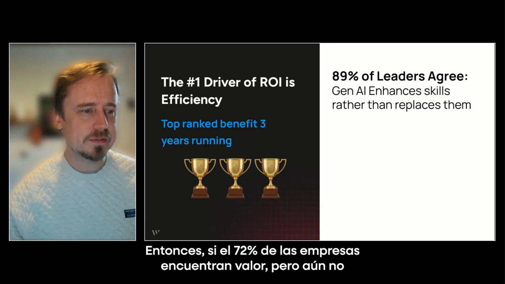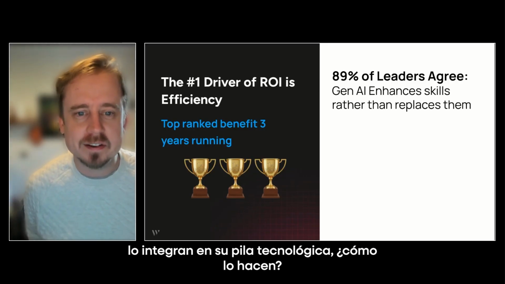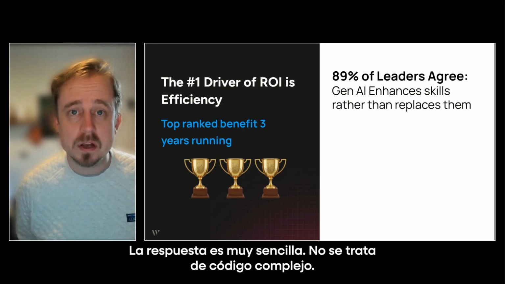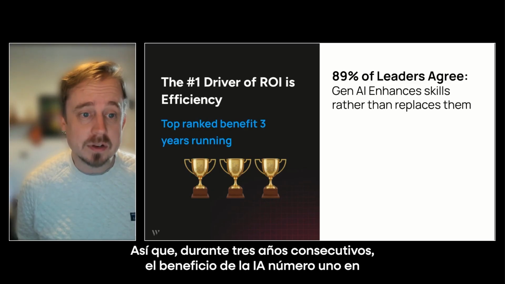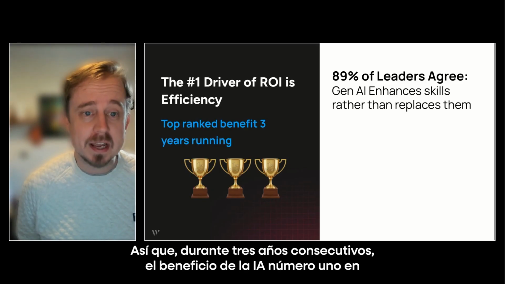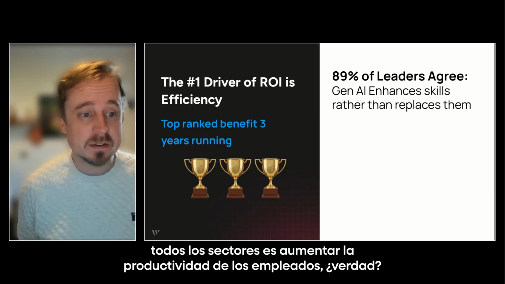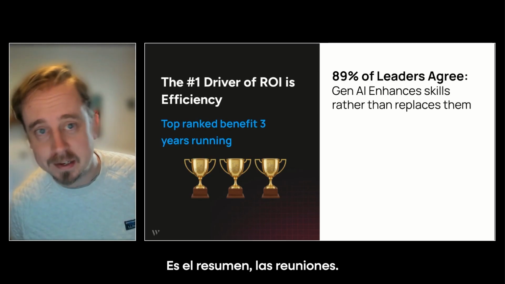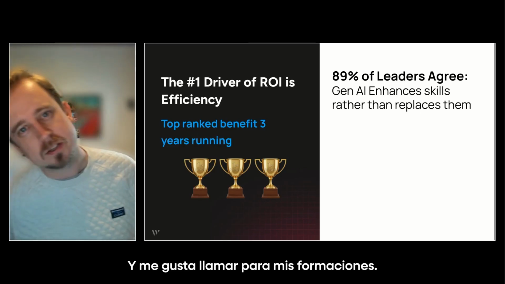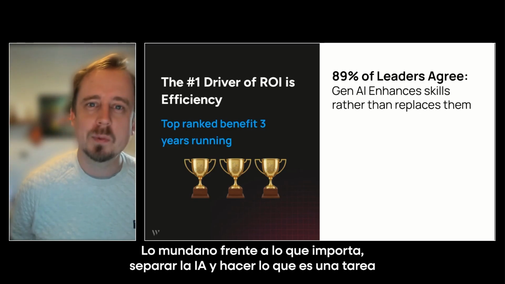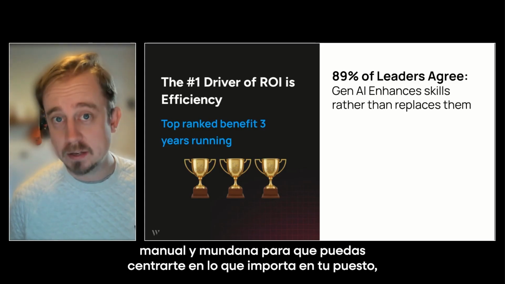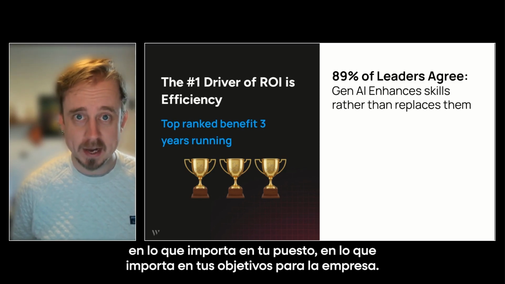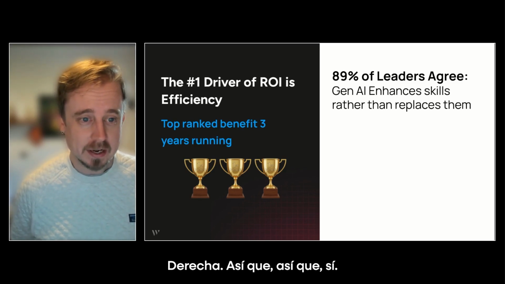So if 72% of companies are finding value, but they aren't integrating it into their tech stack yet, how are they doing it? Where is the money coming from, right? The answer is really simple. It's not about complex code. It's about efficiency right now, right? So for 3 years in a row, the number one ranked AI benefit across every industry is increasing employee productivity, right? It's the boring stuff. It's writing the emails faster. It's summarizing the meetings. It's what I like to call in my trainings the mundane versus what matters, separating the AI into doing what is a manual, mundane task so that you can focus on what matters in your role, what matters in your position, what matters in your goals for your company, right?